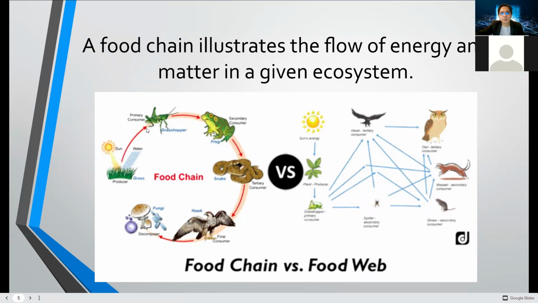plants produce their own food. It will be consumed by the primary consumer, which is the grasshopper. The grasshopper will be consumed by the frog. The frog will be eaten by the tertiary consumer, which is the snake, and the snake will be eaten by the final consumer, which is the hawk, and the hawk will go back to land, go back to soil, to the process of decomposition by the decomposers when it dies, and of course the nutrients from the hawk will actually return to the soil in order for the plants to absorb. That's the cycle.